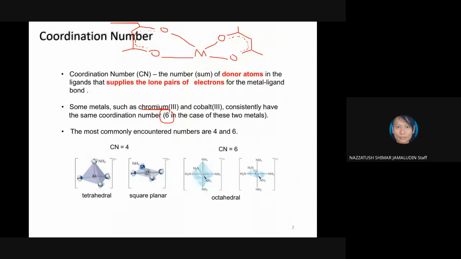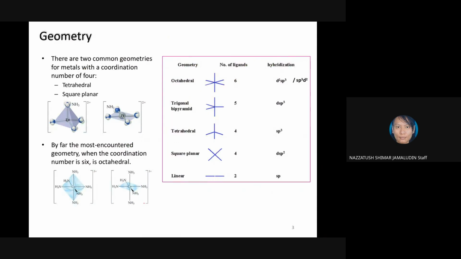But if the coordination number is 4, which means there are 4 donor atoms coordinating to the metal, the molecular geometry can be tetrahedral or square planar. If the coordination number is 5, that is a trigonal bipyramid. If the coordination number is 2, that is linear. The coordination number will lead to the geometry. You already know this.